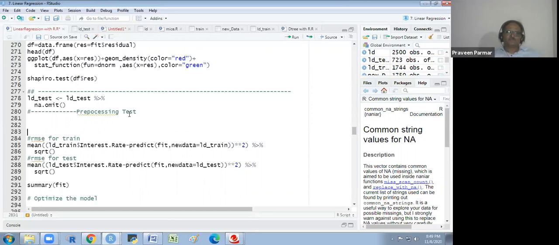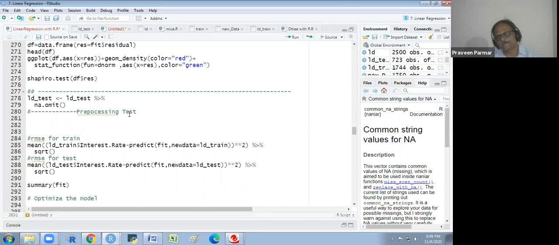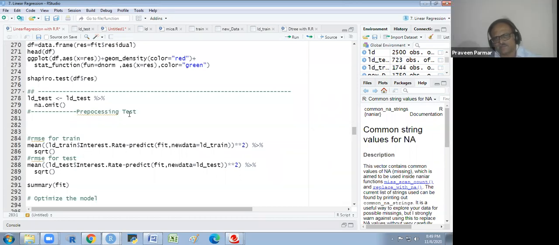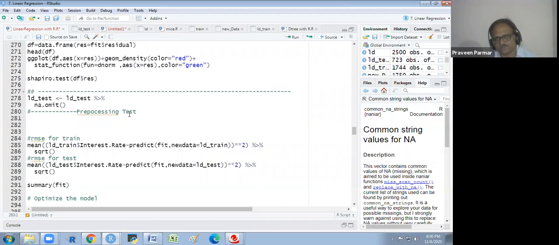Sir, what should be the minimal difference between the RMSE values of the two, so that we can say that our prediction is correct? It is near about 20%. Whatever the value, it should be 20% plus or minus. Sometimes the test RMSE may be less than the training data also. It depends on the testing data, what sort of testing data you have.